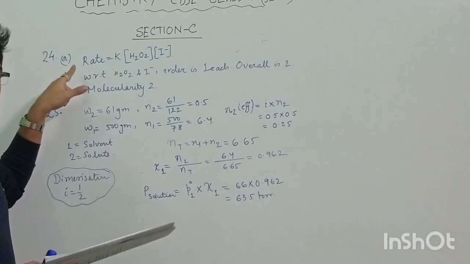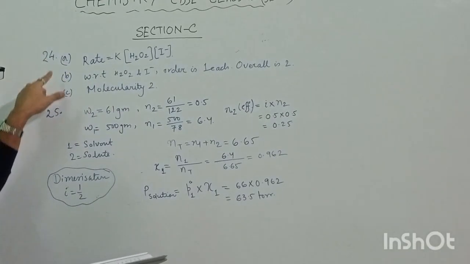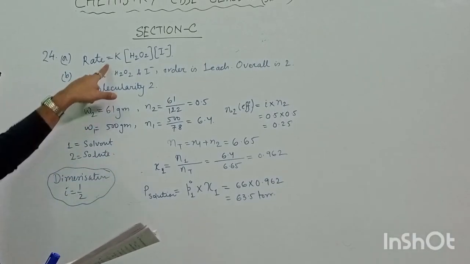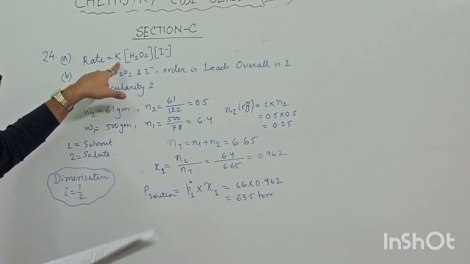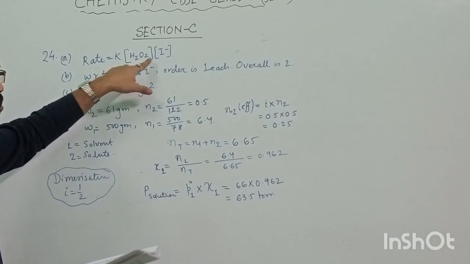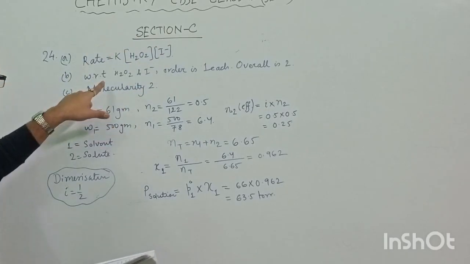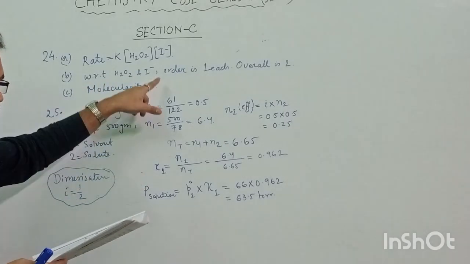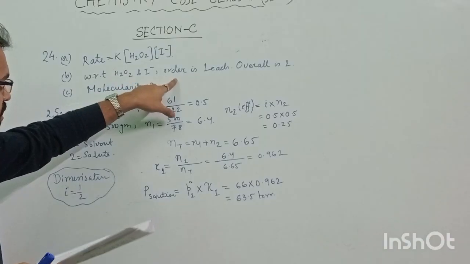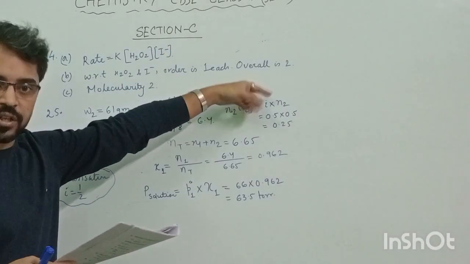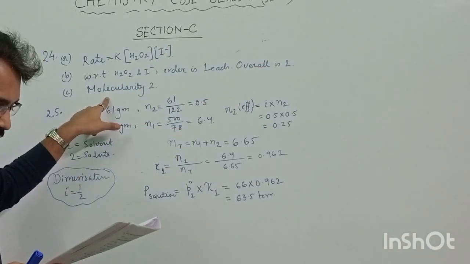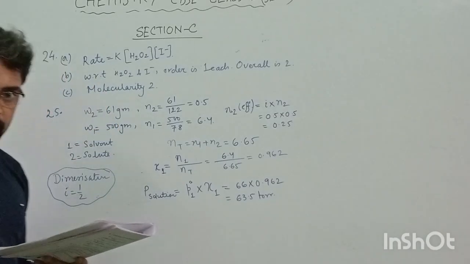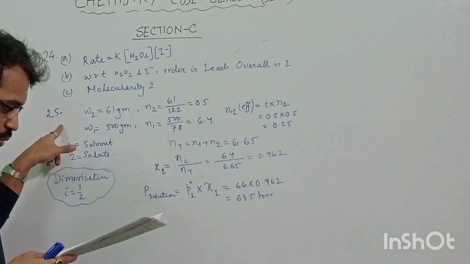Let's come to section C, question number 24, part A. Write the rate law expression. The rate law expression will be K multiplied by the concentration of H2O into the concentration of I minus. From the equation, for both of the reactants the order is 1 each, so the overall order of the reaction is 2. And the molecularity of step 2 is definitely 2 because two molecules are involved. Let's come to question number 25.